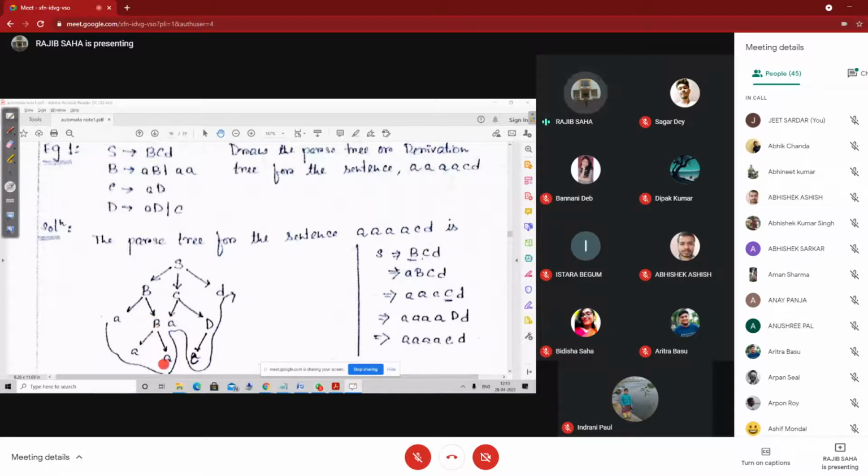Then this B can be replaced by AA, and this D can be replaced by C. So it is A, and then C and D. So this is the process we have followed, and this is the tree. It is a normal process, and here the same thing can be written using a tree. This is called a derivation tree or parse tree.